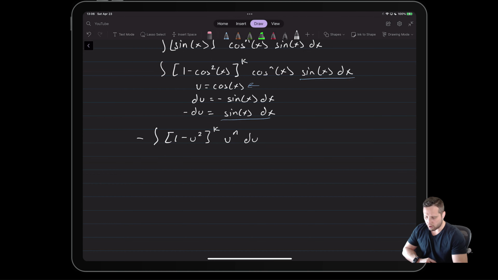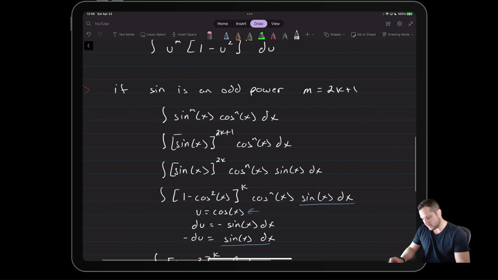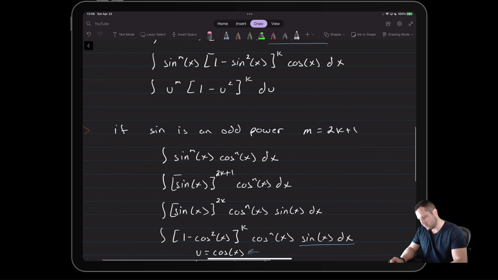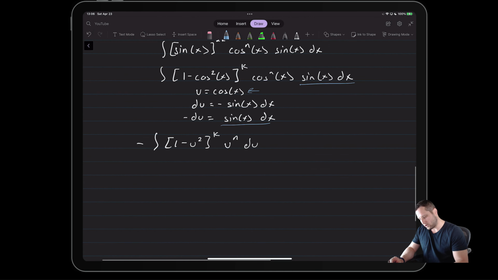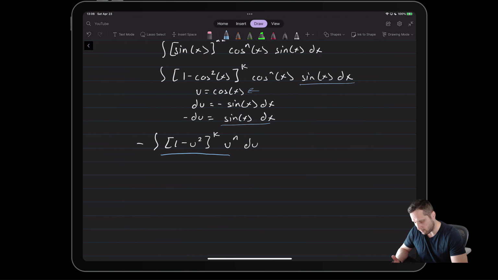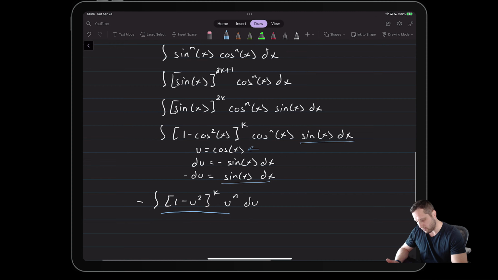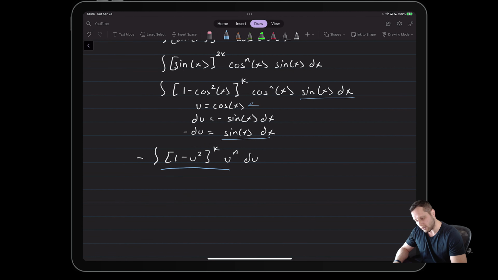Then you go forward with solving this the same way as the previous one. What you are likely going to end up doing is expanding out the 1 minus u squared term using FOIL, multiplying the u to the n in there, and then using your antiderivative property for the power rule. Once you evaluate that integral, you go back and plug in your u.